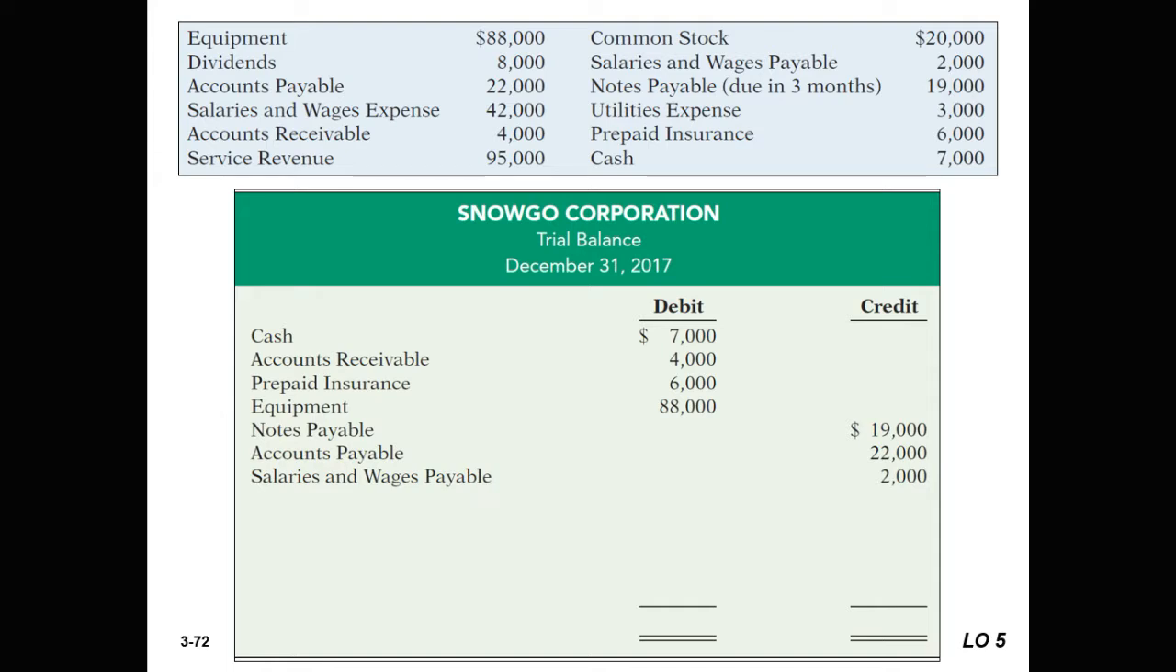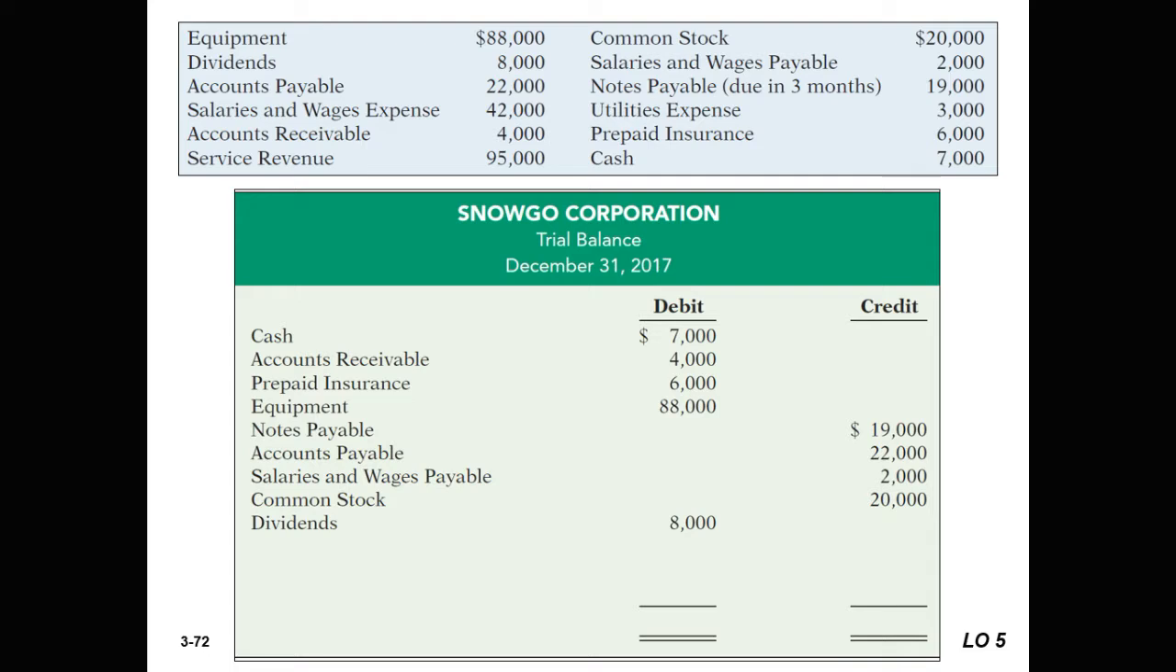Move through two sections of accounts. We're now on to stockholders' equity. Our stockholders' equity accounts that are represented in the listing only include common stock of 20,000, but we also have dividends of 8. A normal balance for dividends is a debit balance because it's the reduction of stockholders' equity.